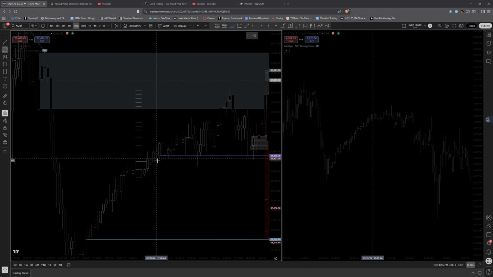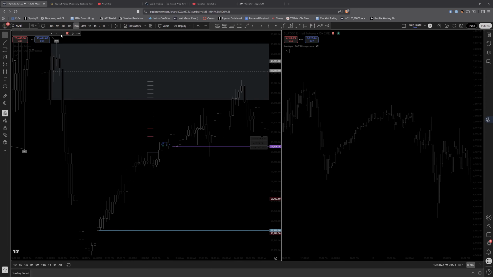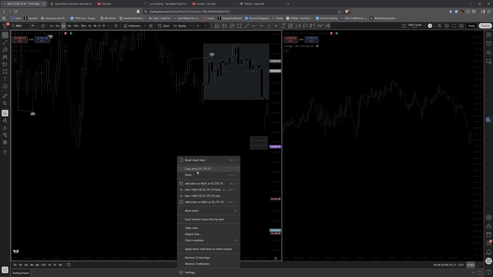Took the OTE of this leg. Took OTE of this leg. I didn't take these trades, but let me just show you guys.